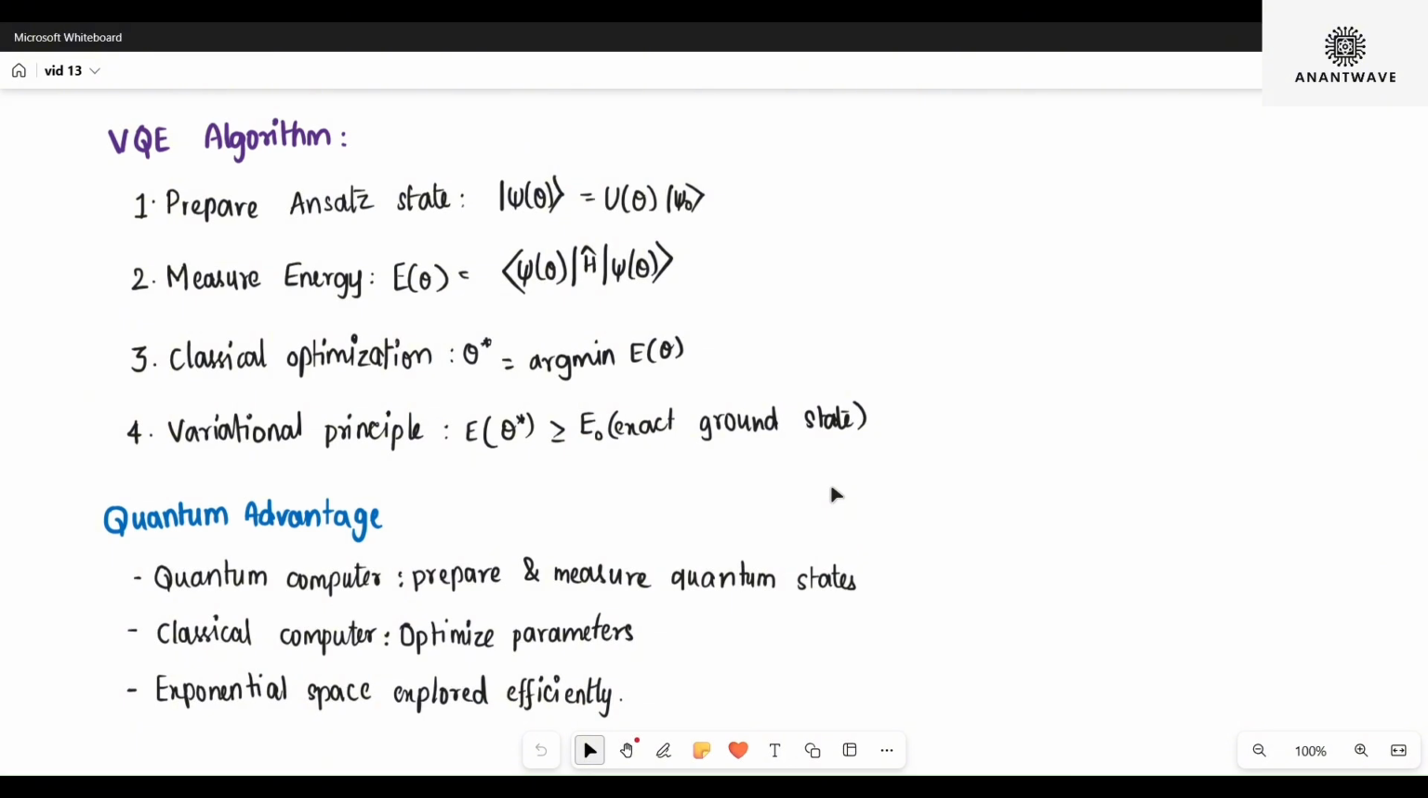This gives us quantum advantage because the quantum computer prepares and measures quantum states. The classical computer optimizes parameters. Exponential space is explored efficiently.